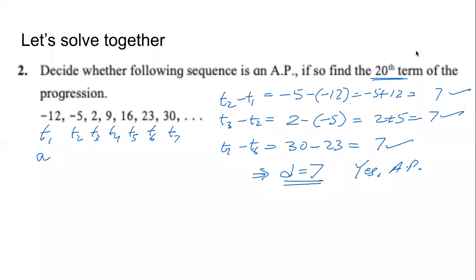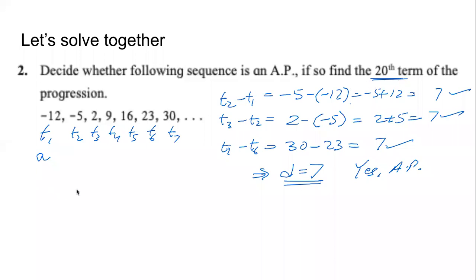For this question, we have identified the terms. We have taken the differences of consecutive terms. We have seen that the differences are the same, 7 in each case. So we say, yes, the sequence is an AP, and the common difference is 7. This much we have done. This is the first part of the answer. The second part of the answer is, what is the 20th term? We have to find the 20th term.